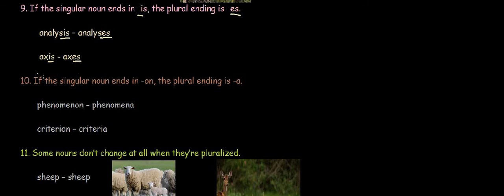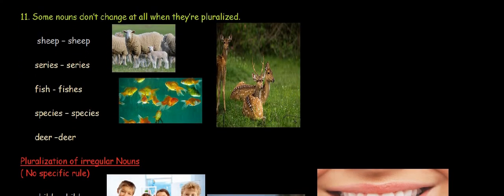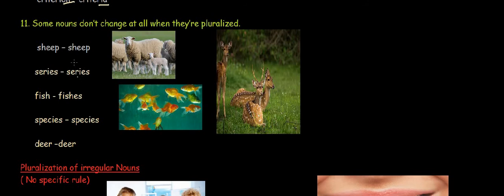Now the 10th method, if the singular noun ends with ON, the plural is A. Phenomenon, phenomena, it ends with ON, the plural ends with A, so A replaces the ON. Criterion, criteria. Okay, that's our 10th method.